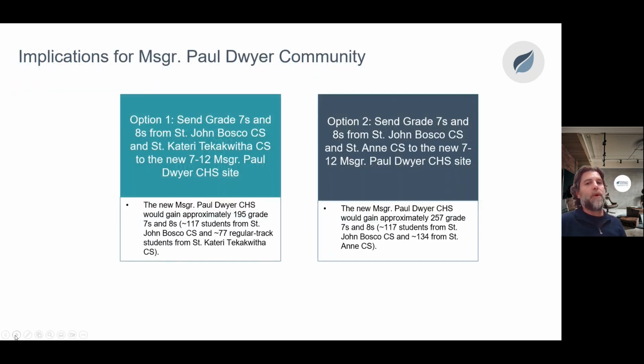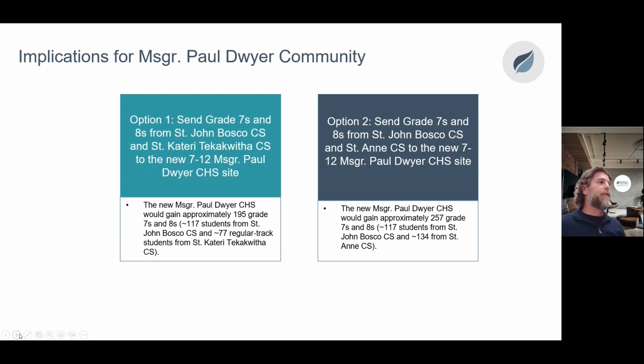So what does this mean for the Paul Dwyer community, or at least the new Paul Dwyer community, the new secondary approved school? Again, both are pretty much the same. Approximately 117 students in both cases from Bosco, grade 7 and 8s that would go. In option 1, it'd be just under 80 students from St. Kateri Tekakwitha. In option 2, it would be about 130 plus students from St. Anne.